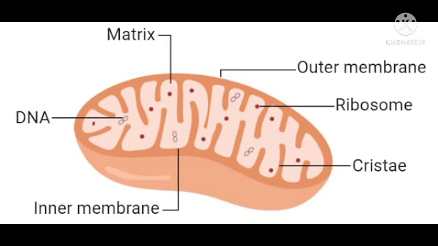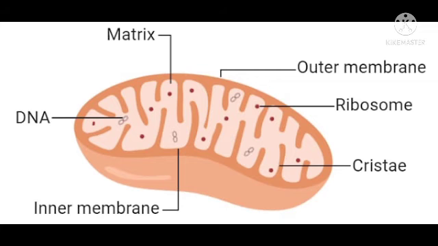It consists of outer membrane and inner membrane, and the finger-like projections which are present inside the mitochondria are called cristae, and inside the cristae you can see some red color ball-like structures which are called ribosomes, and the inner space is called the matrix. These ribosomes and DNA are suspended in the matrix of the mitochondria.